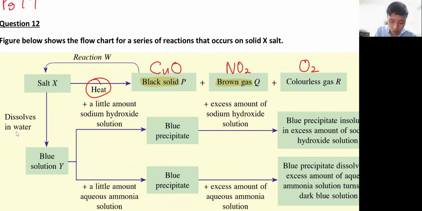So you got copper, right? So surely got copper 2 ion. So I got NO2 and O2. Means what is the ion? The ion here is NO3-, nitrate ion. So my salt is actually copper 2 nitrate.